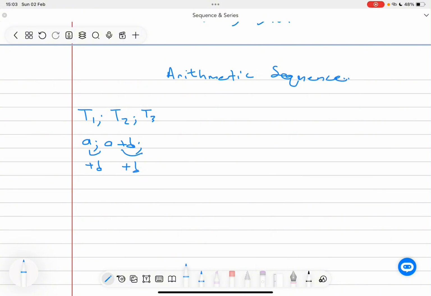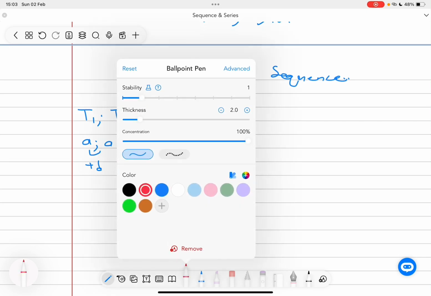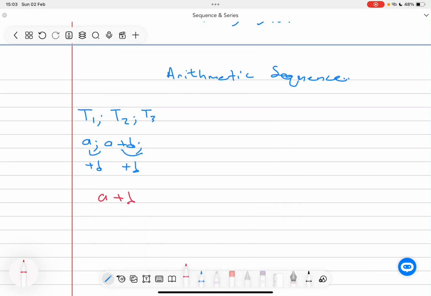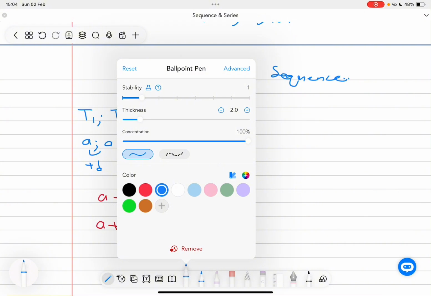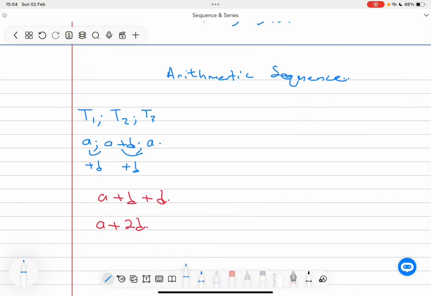So if I add here, I'm going to have A plus D, which is this here, and then I'm adding a D to it. So this is going to be plus D. This would give me D plus D to be 2D. So that means I'm going to have A plus 2D. And this whole thing is then my term 3.